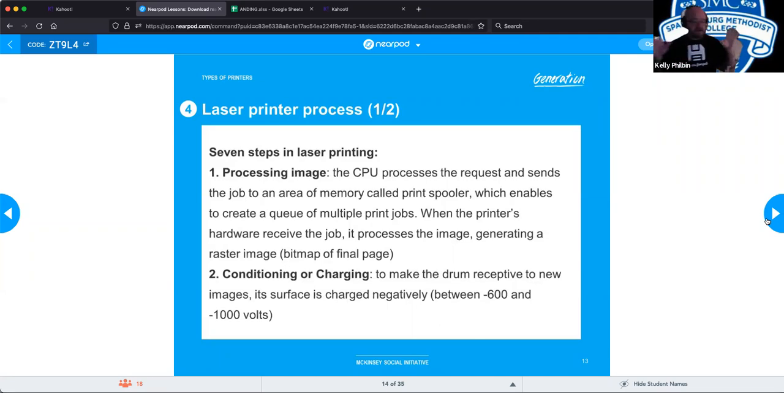So we've now created a negative charge on the drum. It's universal across the entire thing, so everything on it is the same. After it's been erased, it now has a negative charge. We've processed our image. It's time to move to step three.